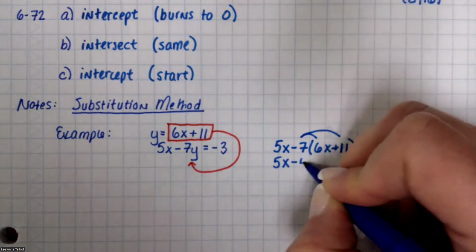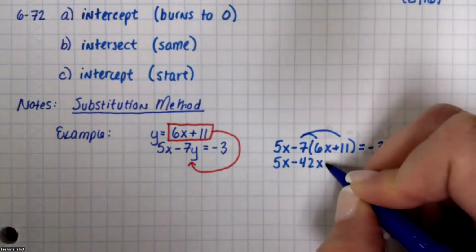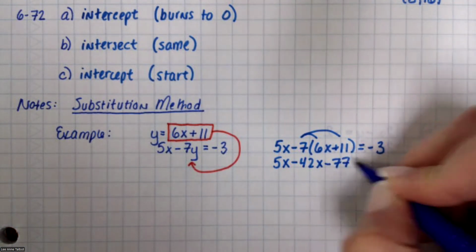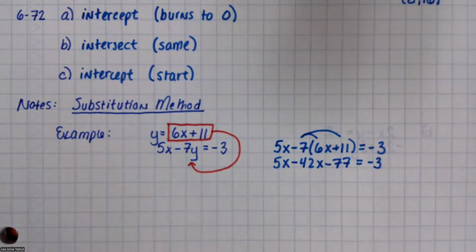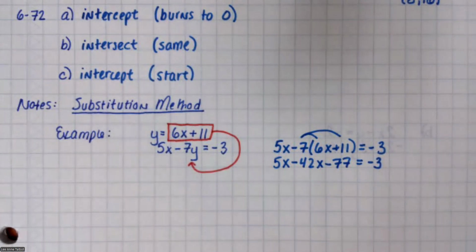5x minus 42x minus 77. Why such big numbers, Mrs. Talbot? I just wrote it down out of the book.